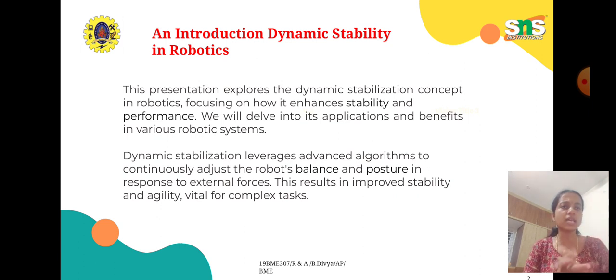Basically, what is dynamic stability? Stability is balancing a thing so that it stands still, right? That is called stability. In robots we have wheeled robots, legged robots and so on. The wheeled robots should have their stability to rotate and to stand still in their structure. For that we need dynamic stability, right?